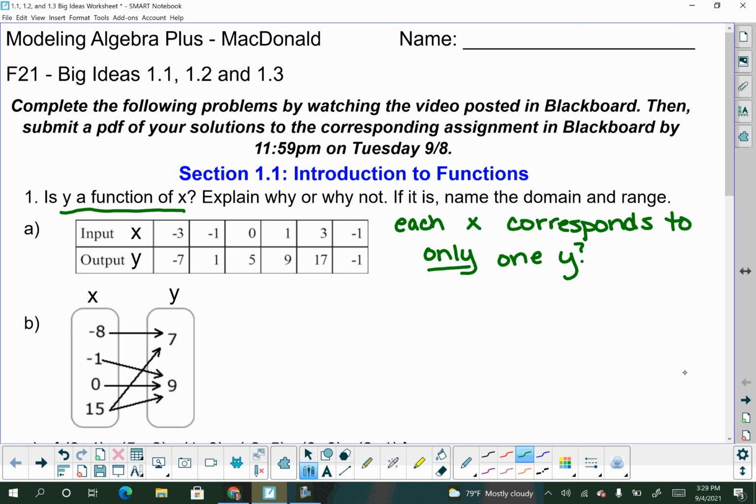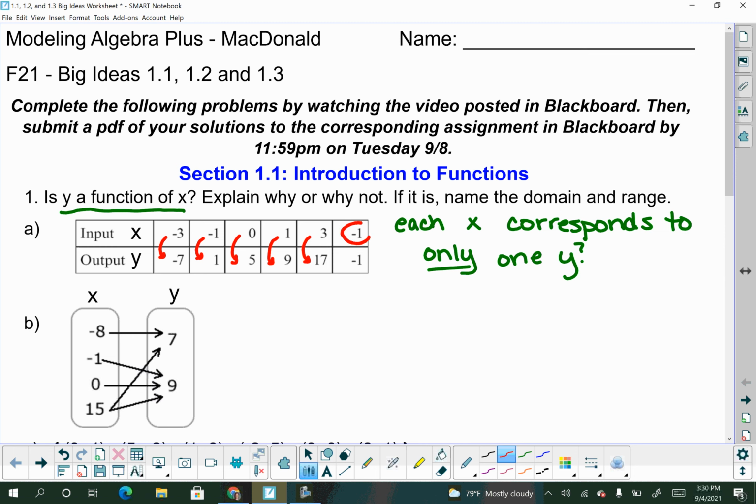All right, so let's look at our first table of values. Our inputs are our x's and our outputs are our y's. We're looking, does each x have exactly one y in this function? So -3 goes to -7, -1 goes to 1, 0 goes to 5. So far, I have no x's that are going to different values of y. 1 goes to 9, 3 goes to 17. You can even see that none of these x's are even repeating.